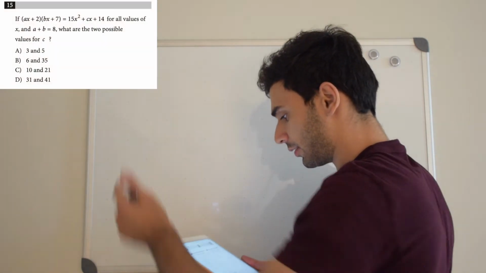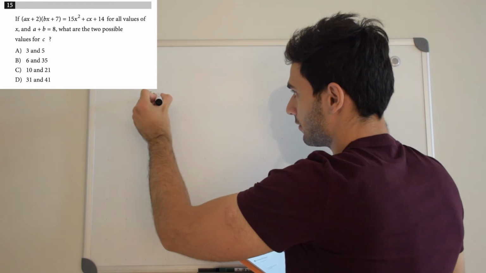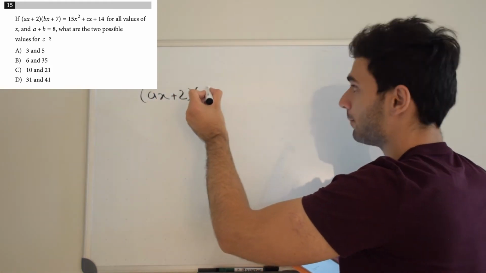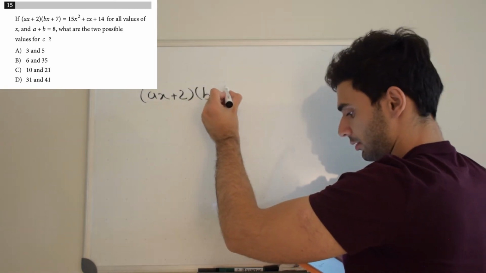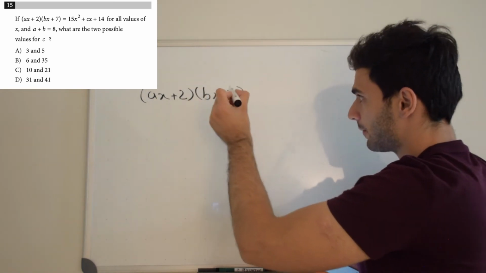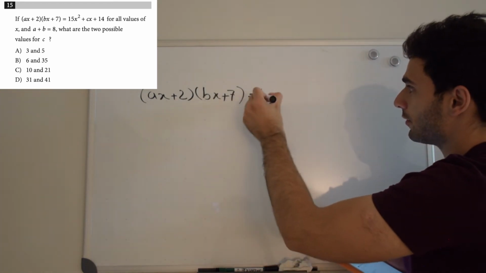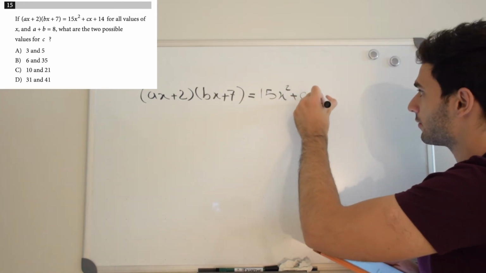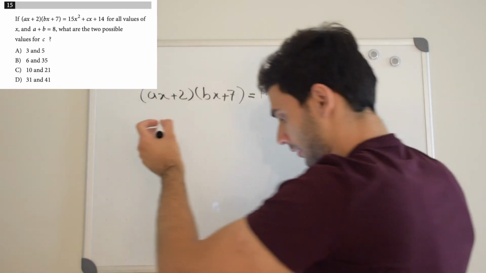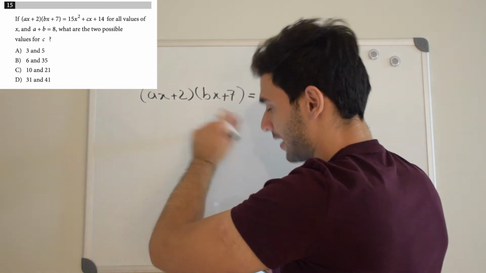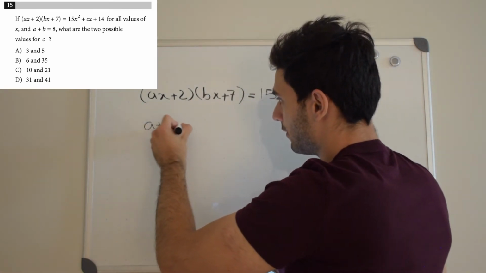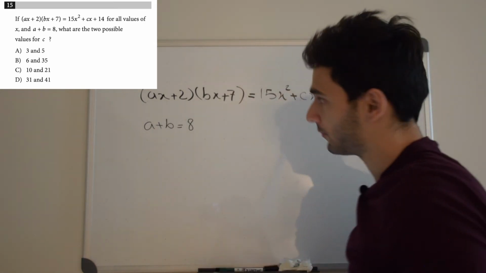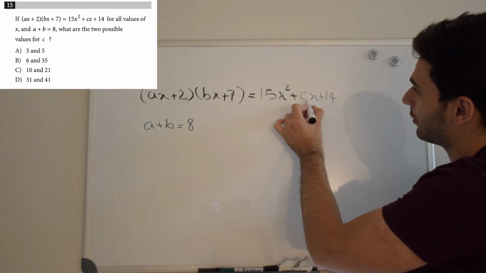Another question: if (ax plus 2) multiplied by (bx plus 7) equals 15x squared plus cx plus 14, for all values of x, and a plus b is 8, what are the two possible values for c? We want to find c. So what can we do here?